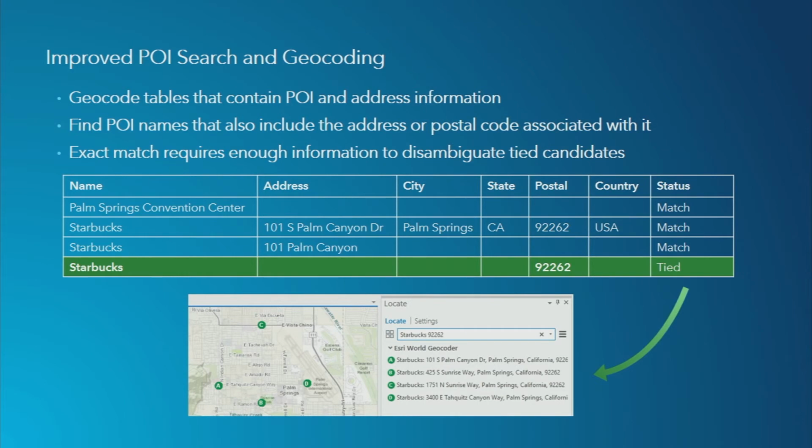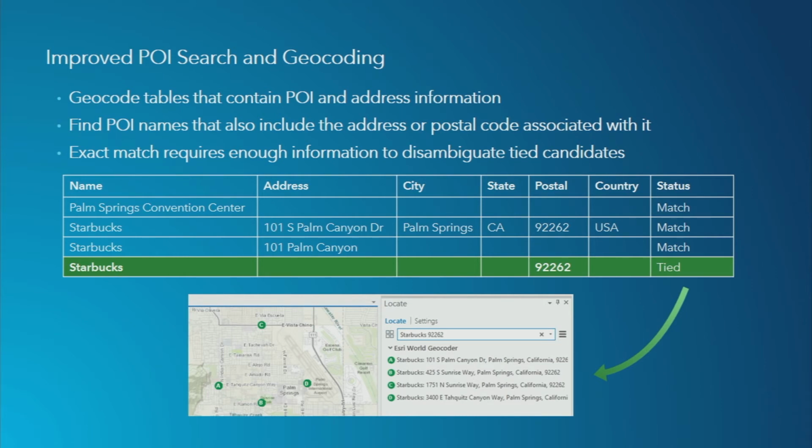So I also want to talk a little bit about our improved POI search capabilities. We now have the ability to geocode tables that contain POI and address information. So you can see some address information up here. In the first example, we've got just an address, and it simply says Palm Springs Convention Center. There's no house number or city information, and I can pass that into the World Geocoding Service and get back an answer which is a match.